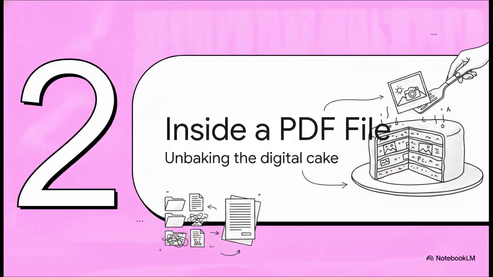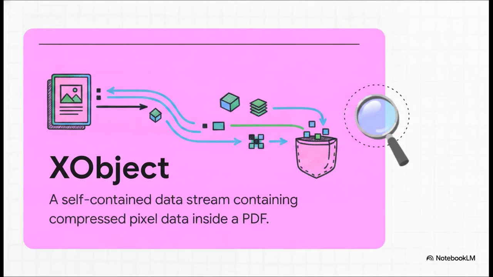Section 2. Inside a PDF file. Unbaking the digital cake. So to really get why these images are stuck in the first place, we kind of have to change how we think about PDFs. Think of them more like digital paper. Photos aren't just sitting in a regular folder in there, they are essentially baked into the document's drawing instructions. To unbake that digital cake, we look for a very specific technical element called the XObject. Simply put, this is a self-contained data stream, kind of like compressed pixel data for your photos, tucked neatly away inside the document's code. It's essentially the hidden pocket where your actual pixels are sitting securely away.